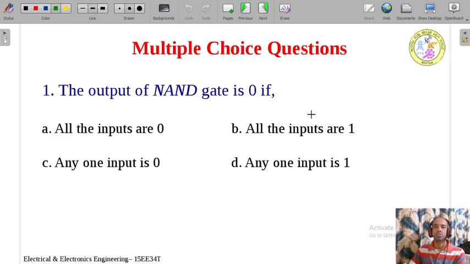Now we shall have some of the MCQs. The output of the NAND gate is 0 if all the inputs are 0, all the inputs are 1, any one input is 0, any one input is 1. So remember, it is asked for the NAND gate.